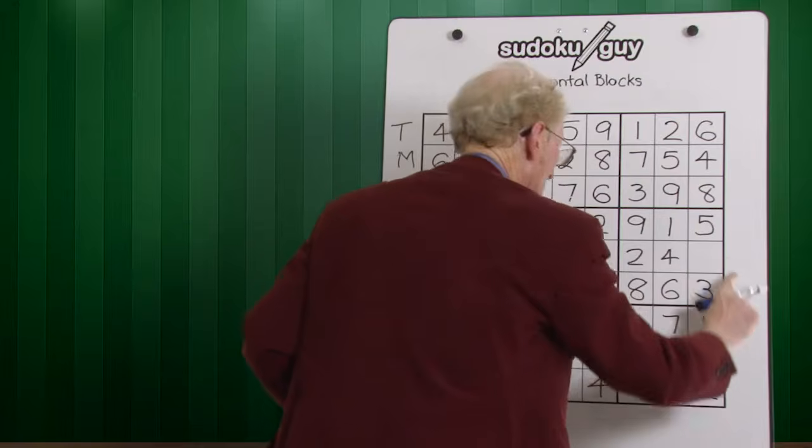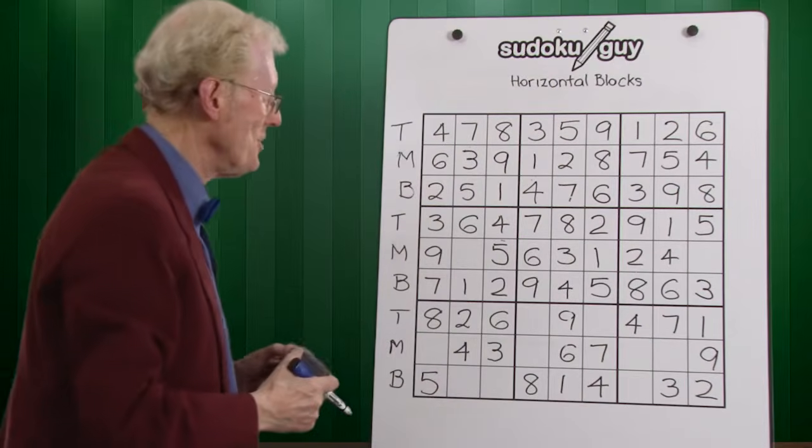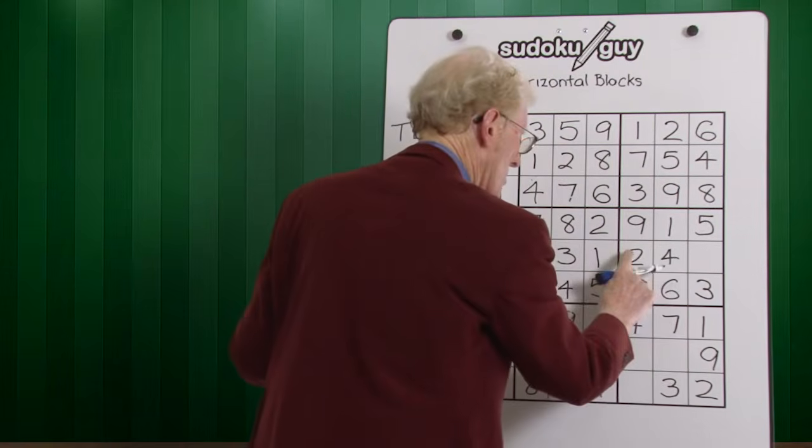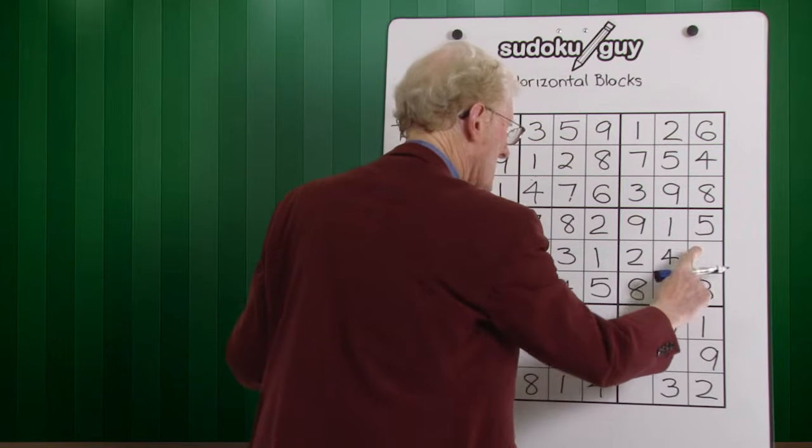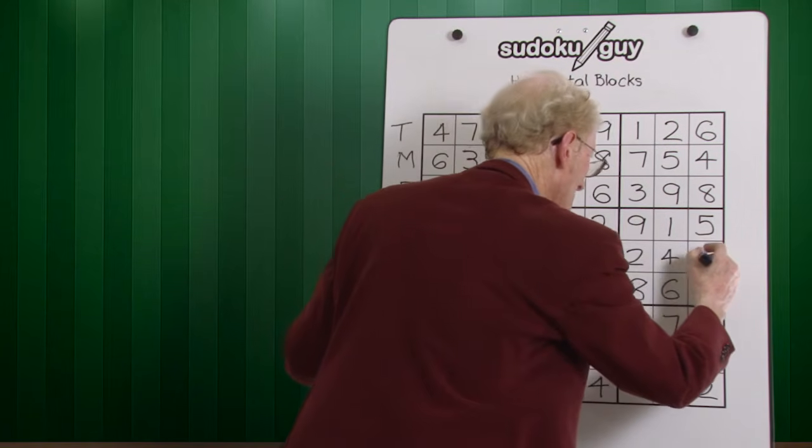Now that we've done that, this block has only got 1 left. Let's count through to 9 and see what it is. 1, 2, 3, 4, 5, 6, 7 is missing. 8, 9. So we put the 7 in.